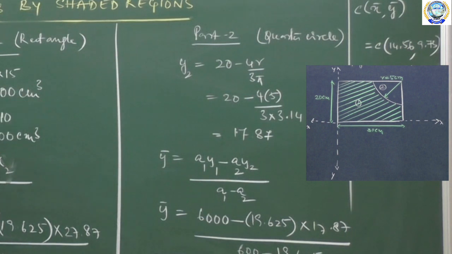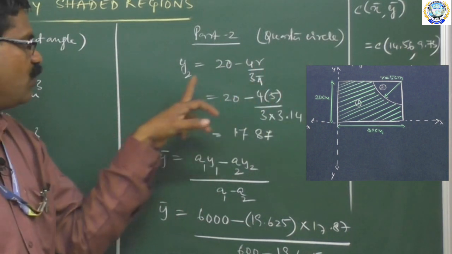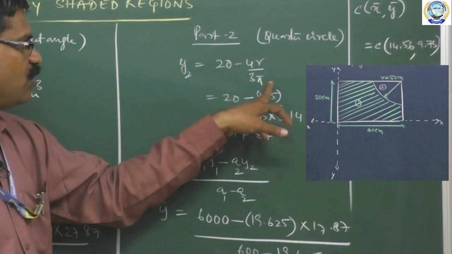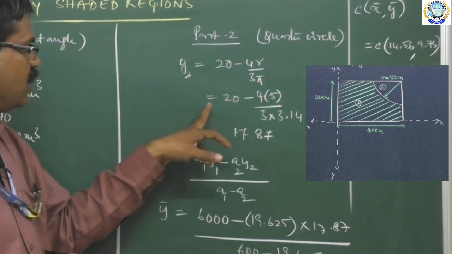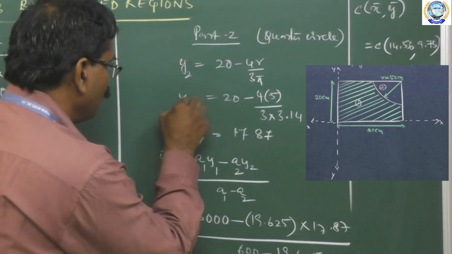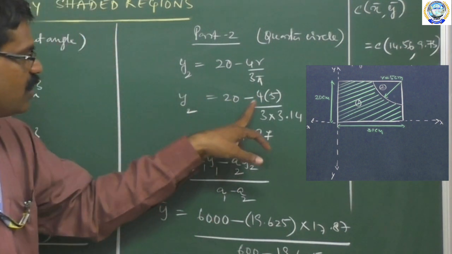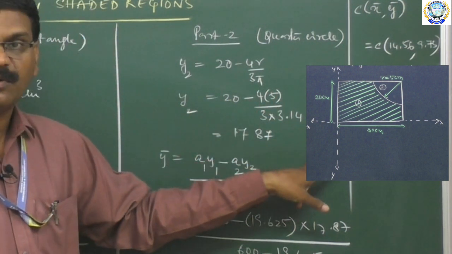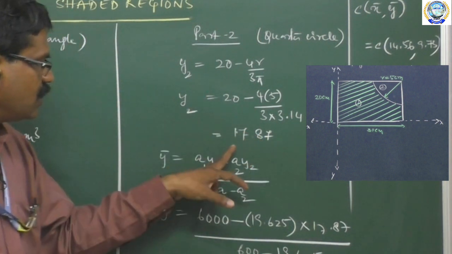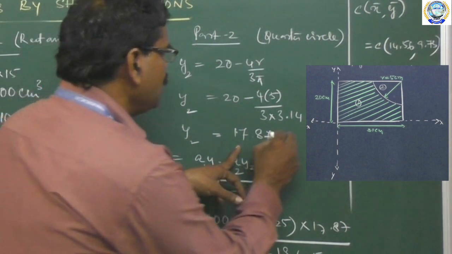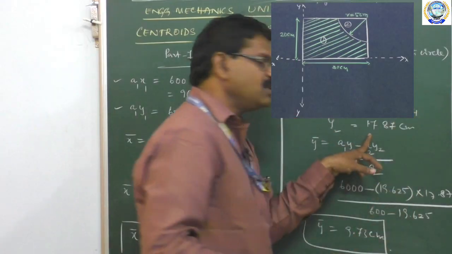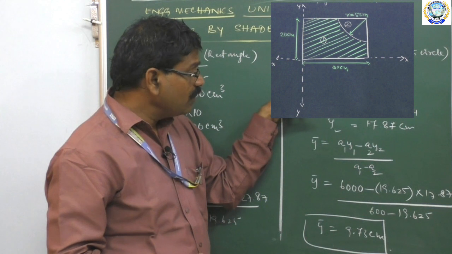Similarly, coming to part 2, that is the quarter circle, y2 is equal to 20 minus 4r by 3 pi. As r represents the radius of the quarter circle, y2 is equal to 20 minus 4 into 5 by 3 into 3.14. After simplifying this, we will get y2 is equal to 17.87 centimeters.